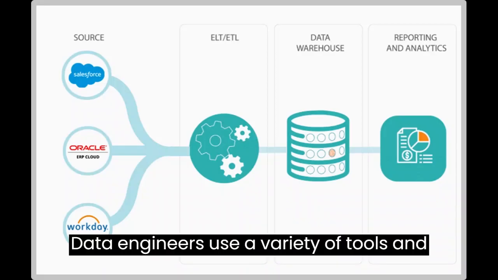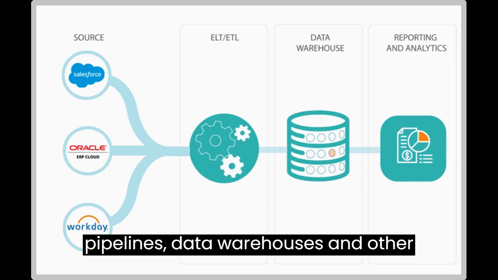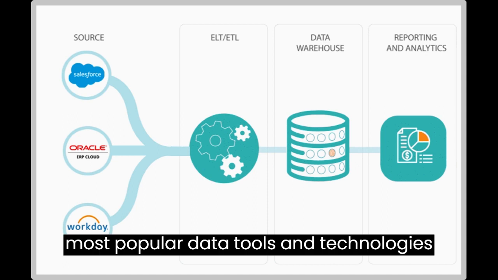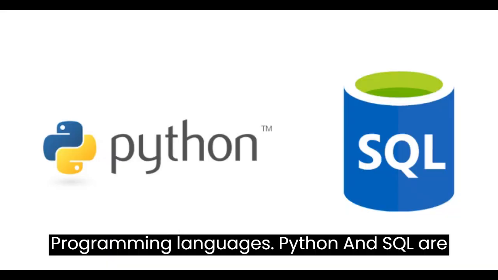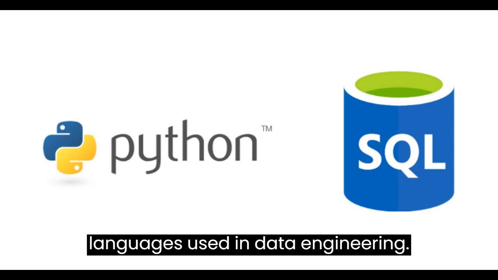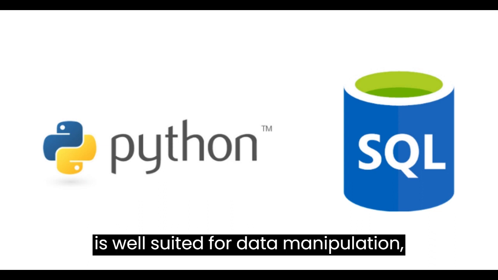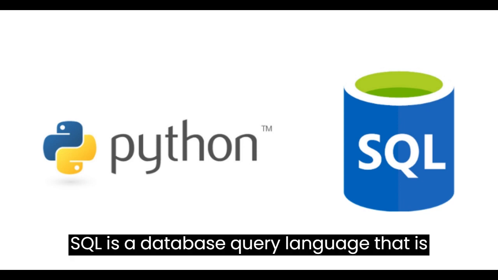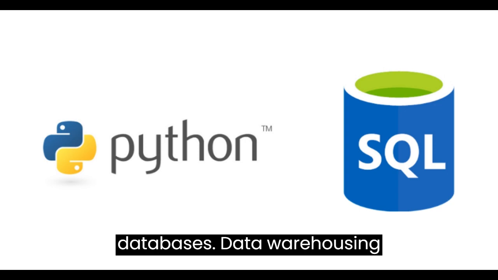Data engineers use a variety of tools and technologies to build and maintain data pipelines, data warehouses, and other data infrastructure. Some of the most popular data tools and technologies used in data engineering include programming languages. Python and SQL are the two most popular programming languages used in data engineering. Python is a general-purpose language that is well-suited for data manipulation, analysis, and visualization. SQL is a database query language that is used to extract and transform data in databases.